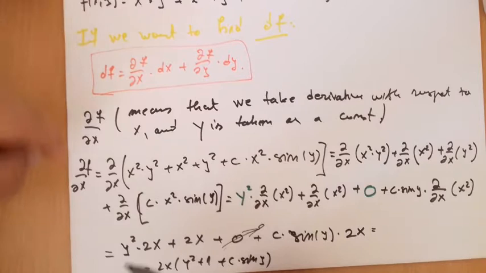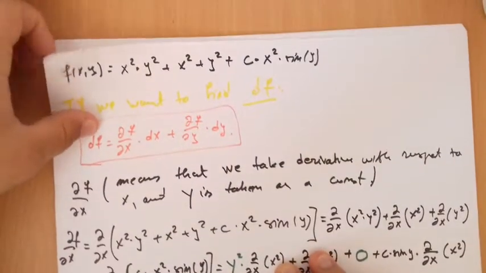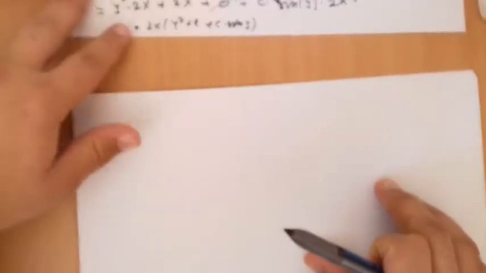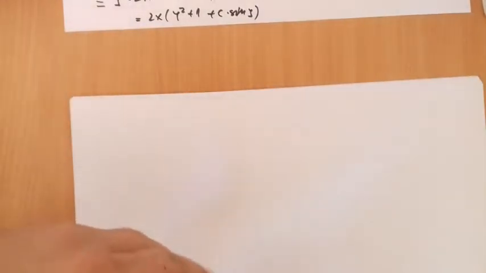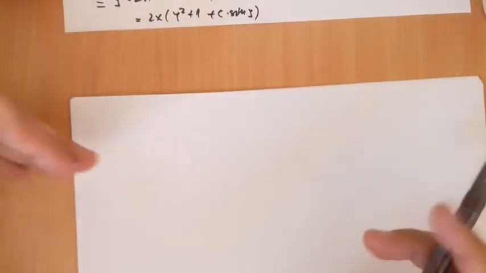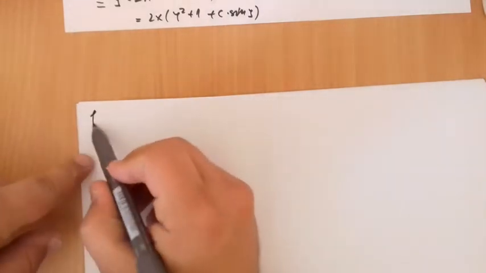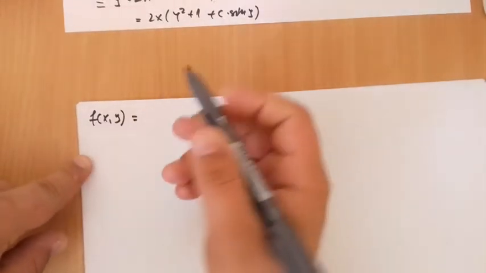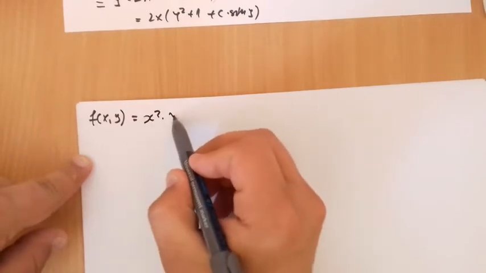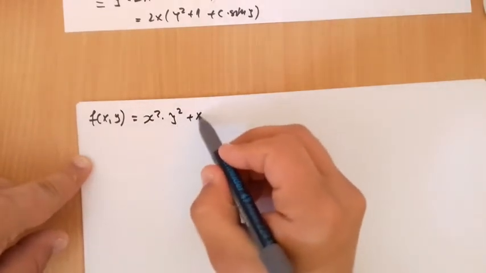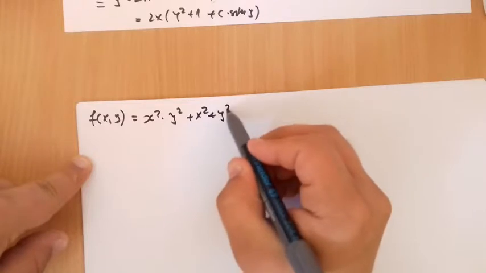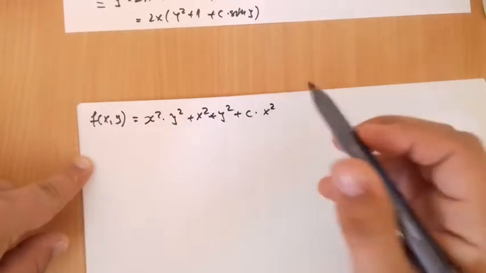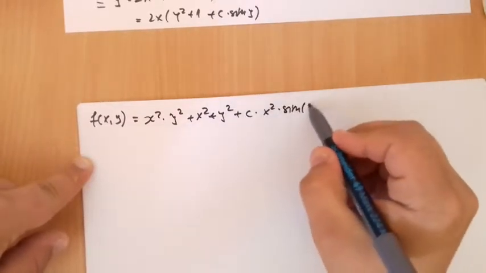So this is the derivative of f with respect to x, which we call partial derivative. Okay, now I'm going to do the derivative of f with respect to y. So let me rewrite the function, which is x squared times y squared plus x squared plus y squared plus c times x squared times sine of y.